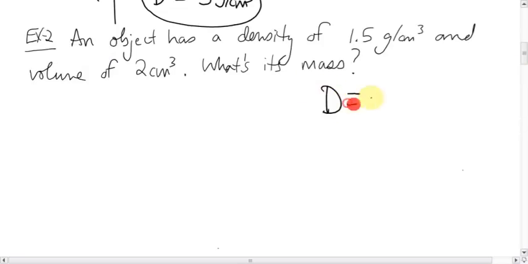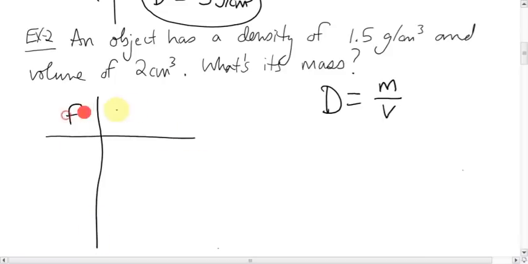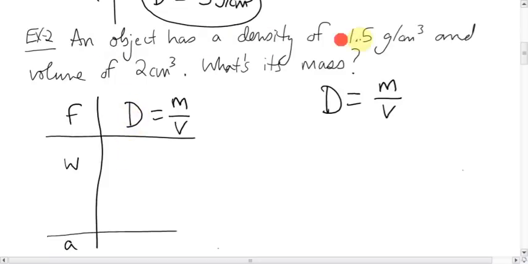This is all I gave you. Now from here, we're going to use our FWA, formula work answer. So again, formula is density equals mass divided by volume. The work we'll put here, we'll leave some space and we'll put answer, say, down here. Okay, so when we sub all our numbers in, do we have a density? Let's read this time. An object has a density of that. So we do have a density of 1.5. The density is 1.5 grams per centimeter cubed.